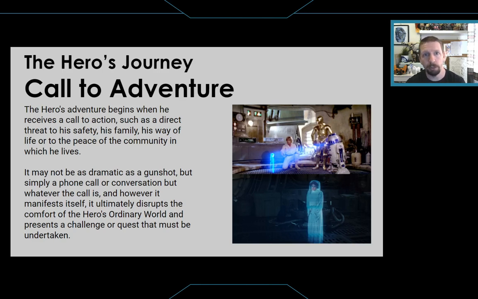So he then takes it upon himself to work out what the call to adventure is, so that he can find out who this Obi-Wan Kenobi is. He knows of someone else called Old Ben, and he thinks it might be him. So that's where his call to adventure starts.